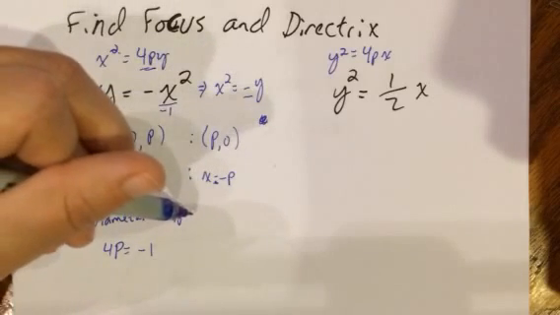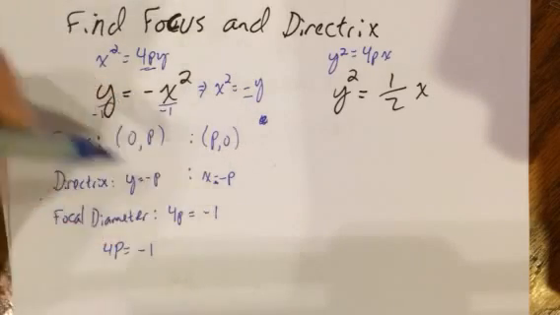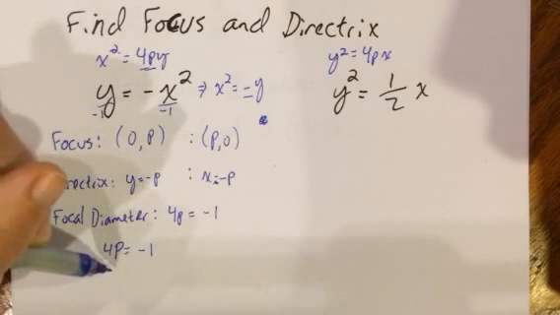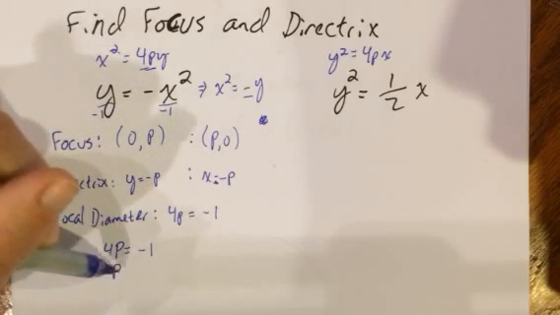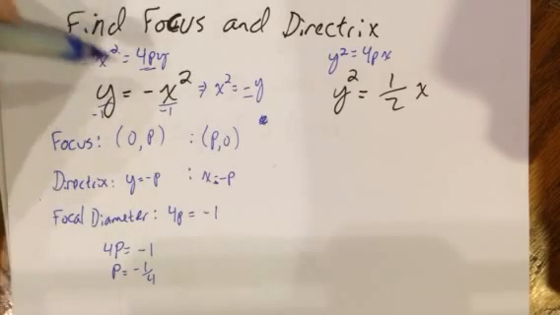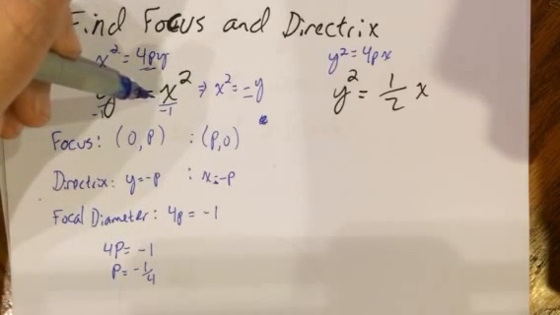And which means I know my focal diameter. My focal diameter is just -1. I could find my directrix and I could find my focus. I can solve for p. p should equal -1/4. So this one opens up or down because it's a negative x squared.